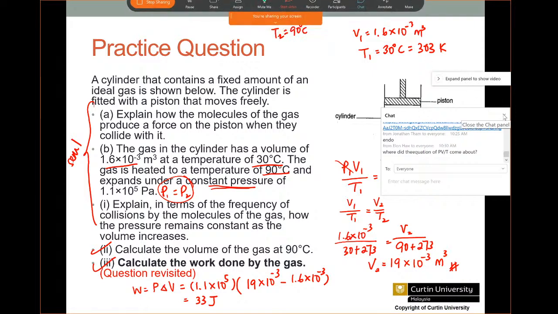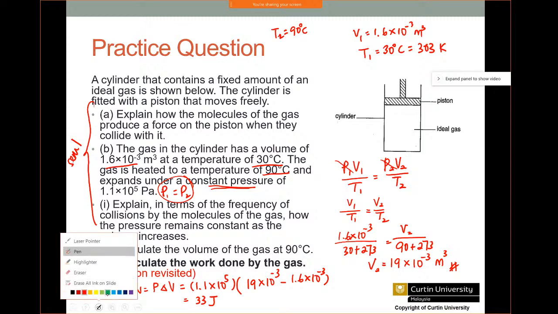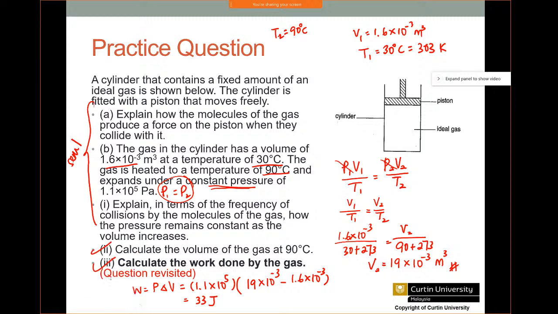That one is from your ideal gas equation, if you would like to find the volume.